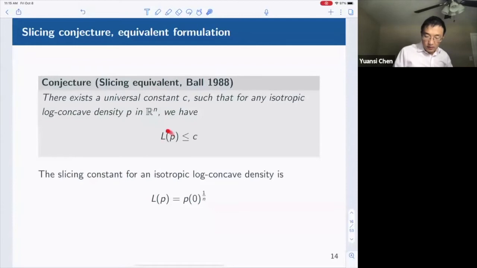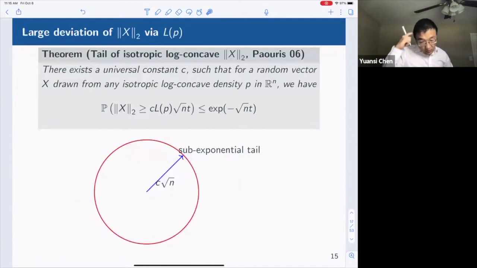How is this kind of slicing constant used? Where does this appear? It actually has a very usual interpretation. It was proved in 2006 by Bourgain that if you have a control on the slicing constant, you have control on the large deviation of the norm of a random variable drawn from this log-concave density.